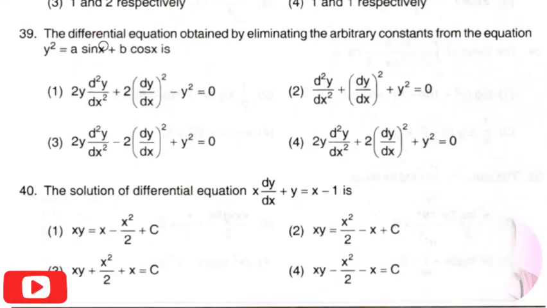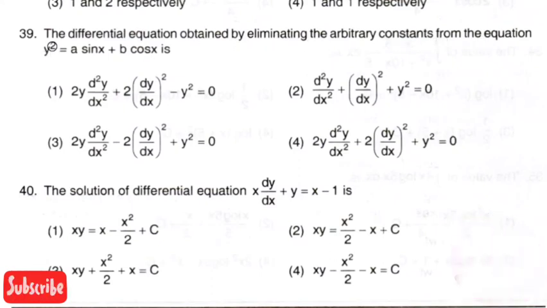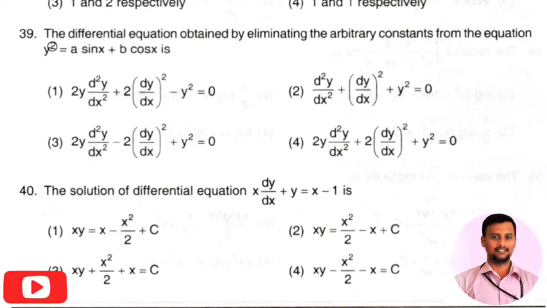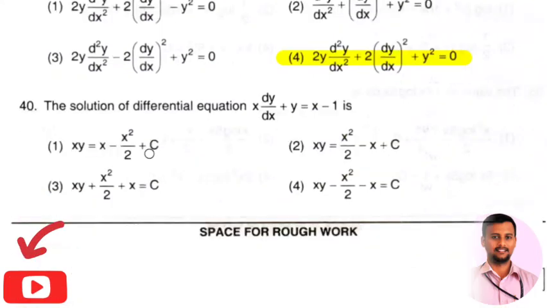And the next question is: the differential equation obtained by eliminating the arbitrary constants from the equation y² = a sin x + b cos x is? The right answer is option 4, that is 2y d²y/dx² + 2(dy/dx)² + y² = 0. This is the differential equation which is obtained by eliminating the arbitrary constants from this equation.